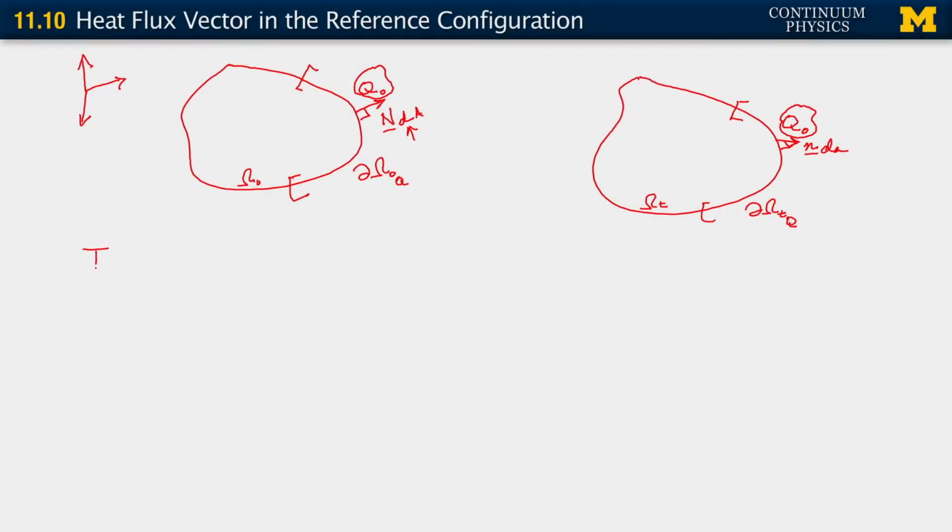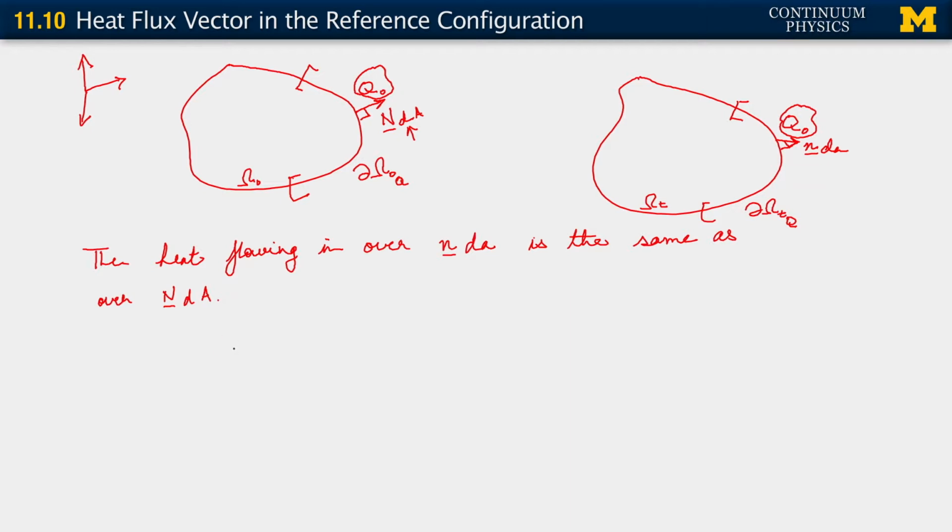All right? So, what we're saying is that the heat flowing in over little n da, that's the area vector in the current configuration, is the same as the heat flowing in over capital N dA. Sorry, this is not per unit area.